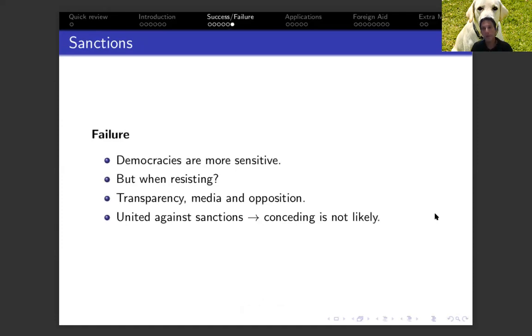Democracies promote transparency, free media, and also free expression for the oppositions. So when all those elements of democracy come together and create this united front against sanctions, then it's highly unlikely that the government will concede and will actually change its policy.